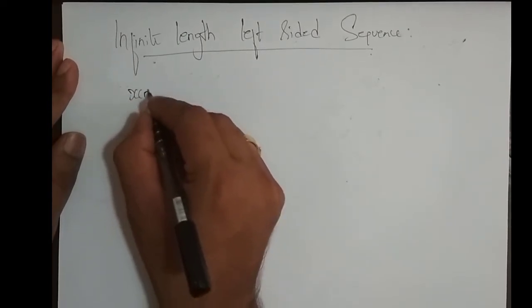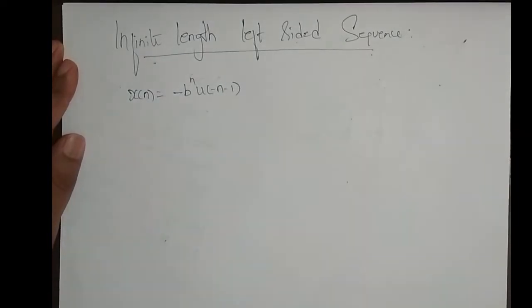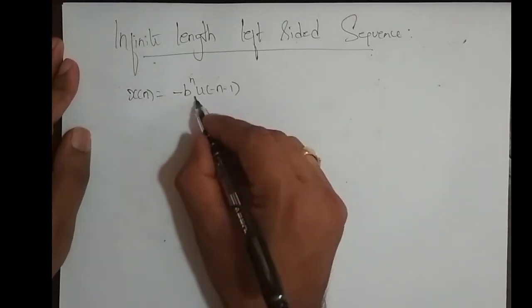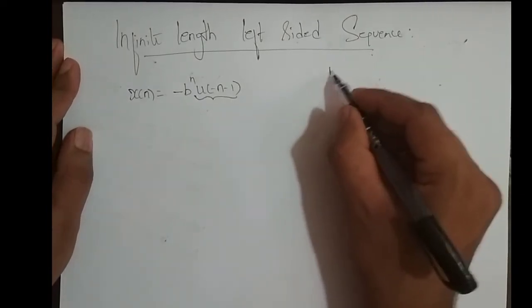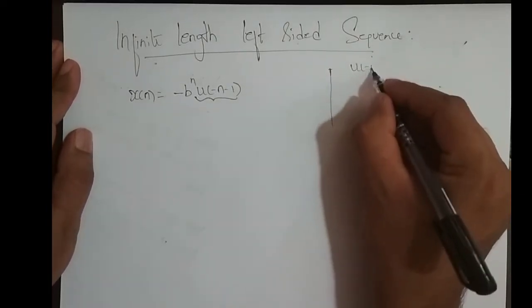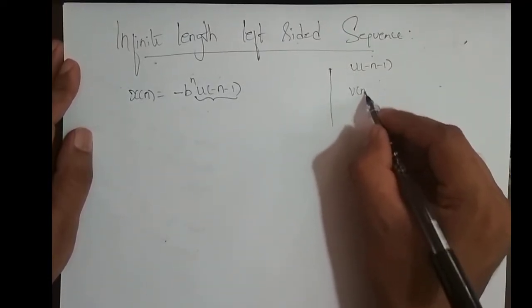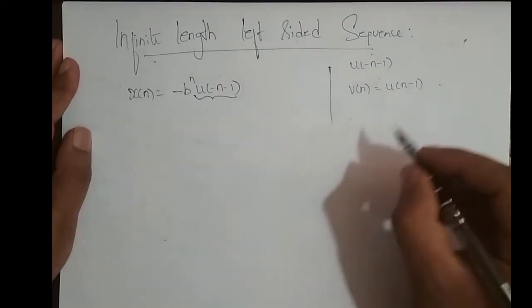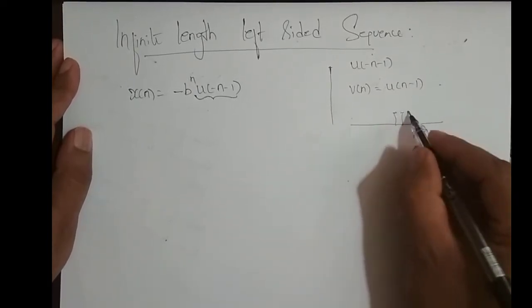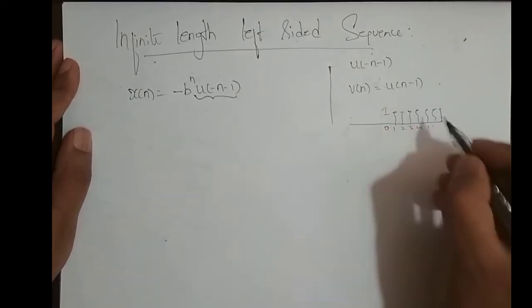We take up the sequence of the form minus b power n u of minus n minus 1. So it is an infinite length left sided sequence. How did I say that? Because of the term u of minus n minus 1. You take an intermediate signal and shift it, because it involves the precedence rule. What is u of n minus 1? It is u of n shifted right one time, so 0 1 2 3 4 dot dot dot. So this is u of n minus 1.